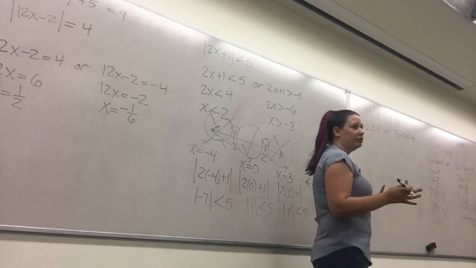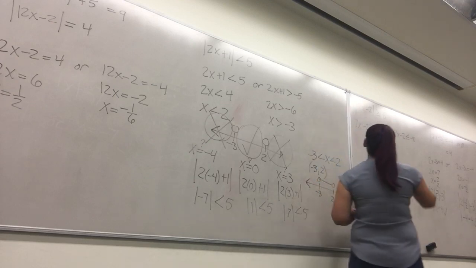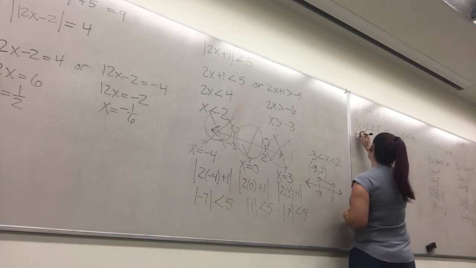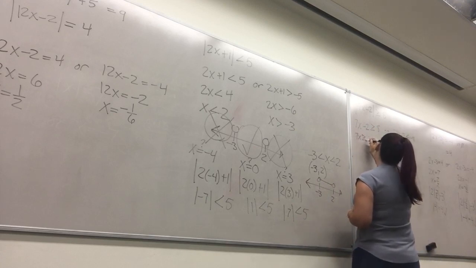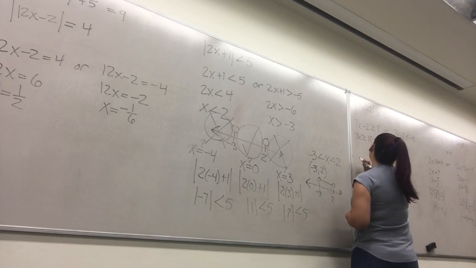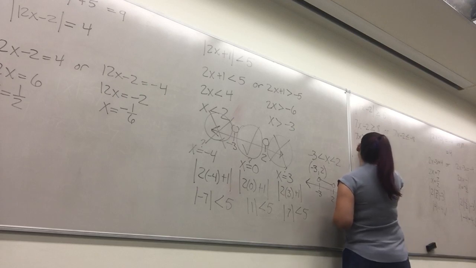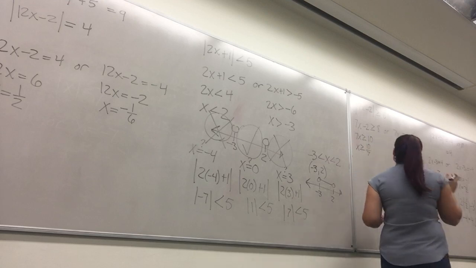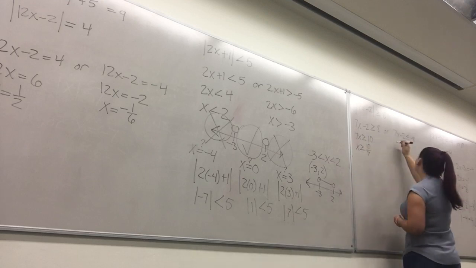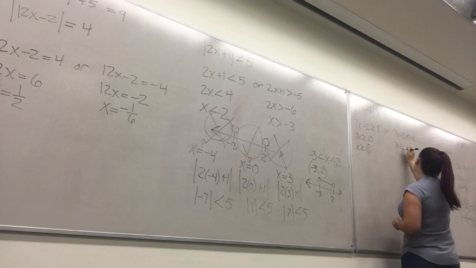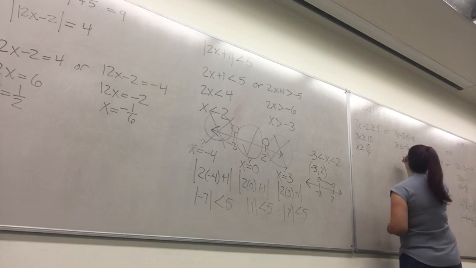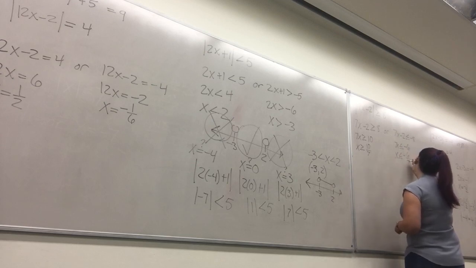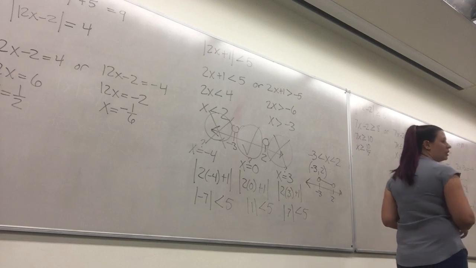And then solve, okay? So on this one, we add the 2, so we get 7x greater than or equal to 10, divide by 7. So x is greater than or equal to 10 sevenths. Then we do the other one, add 2, 7x is less than or equal to -6, divide by 7. X is less than or equal to -6 sevenths. Okay?